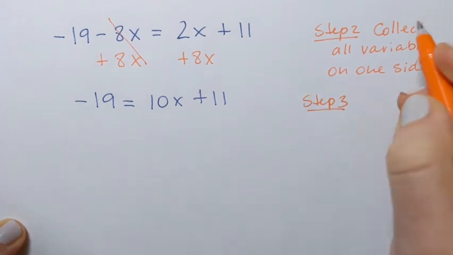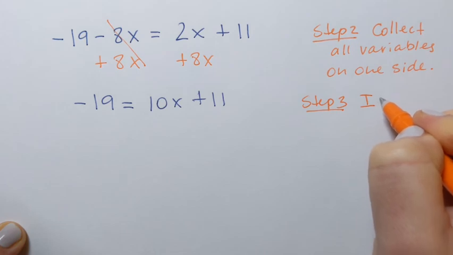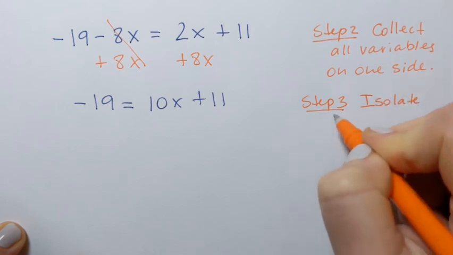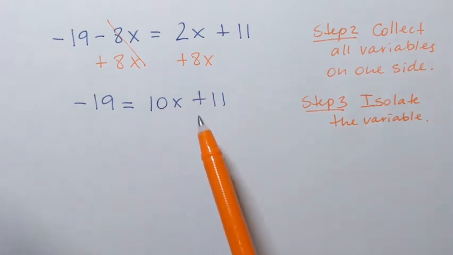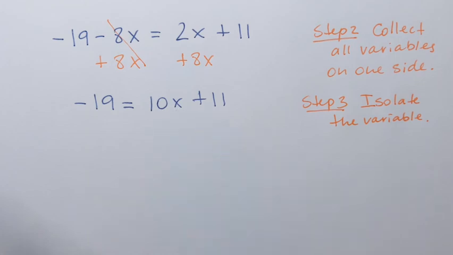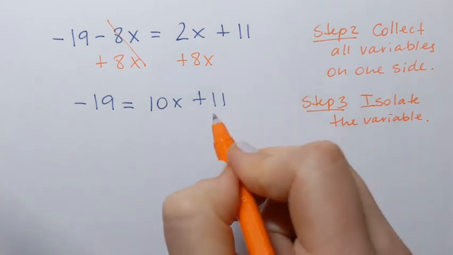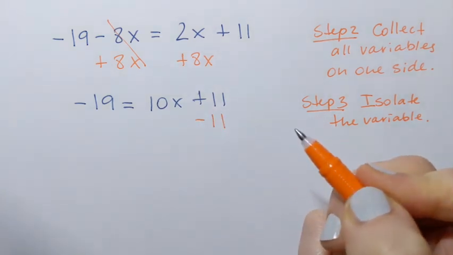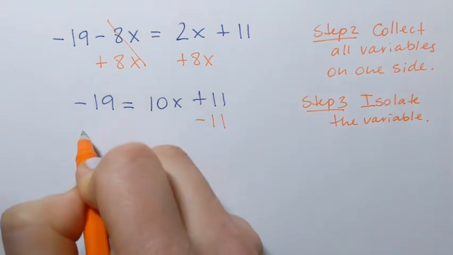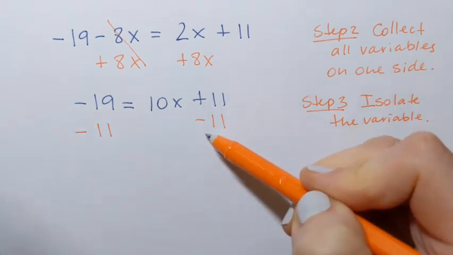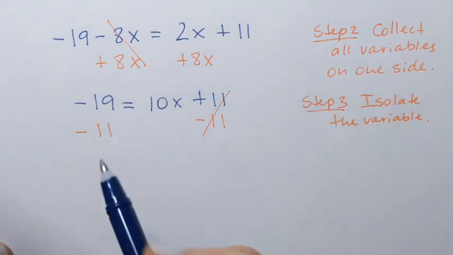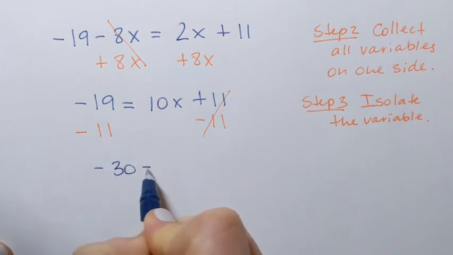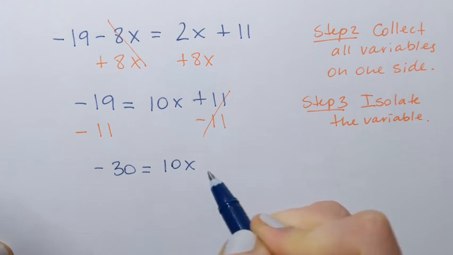And after that, step 3, you really need to isolate the variable. In other words, remove all numbers that are next to it. So 10, since it's a coefficient, is going to be the last number to go. So we'll start with plus 11. If it's plus 11, we need to subtract 11, so it disappears, right? If I subtract 11 on the right, I have to subtract 11 on the left. So from the right-hand side, it goes away, but on the left, it's negative 19 minus 11. That's negative 30. And on the right, I only have 10x left.